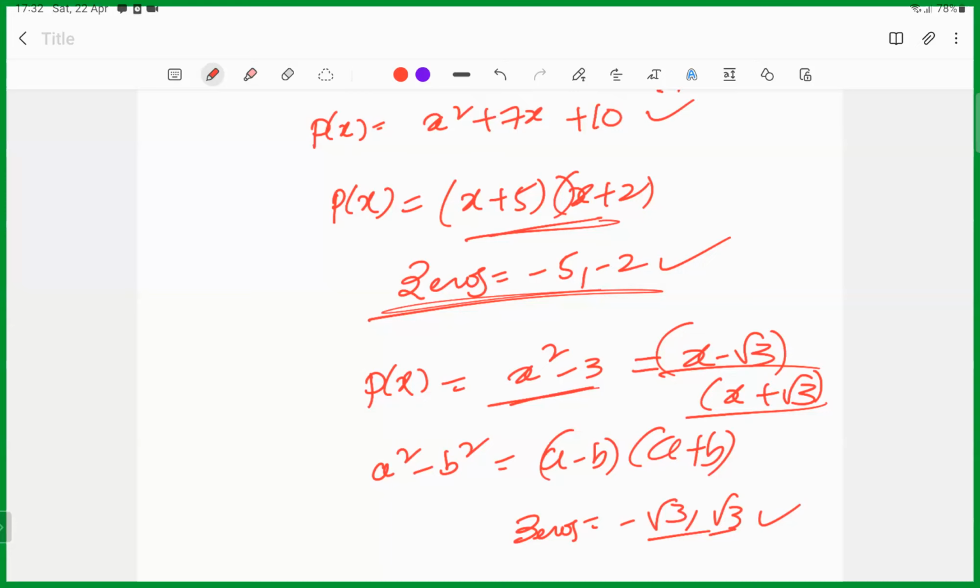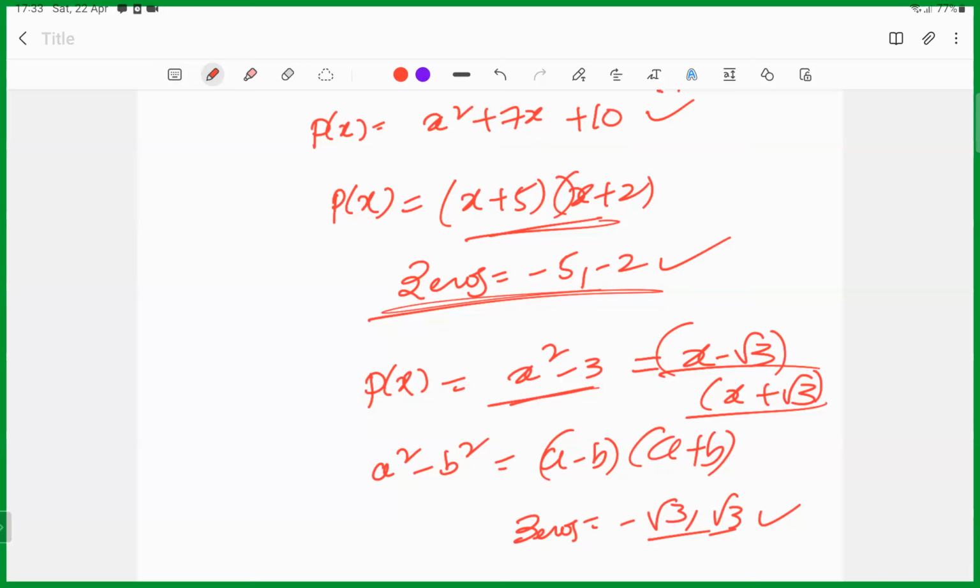Sum of zeros and product of zeros. Sir, the sum of zeros is 0 and the product is minus 3, sir. Yeah. So here, what is B? B is 0, C is minus 3. B is the coefficient of x. B is 0, that's why minus b by a is 0. Because B is 0. So you should always remember, okay?